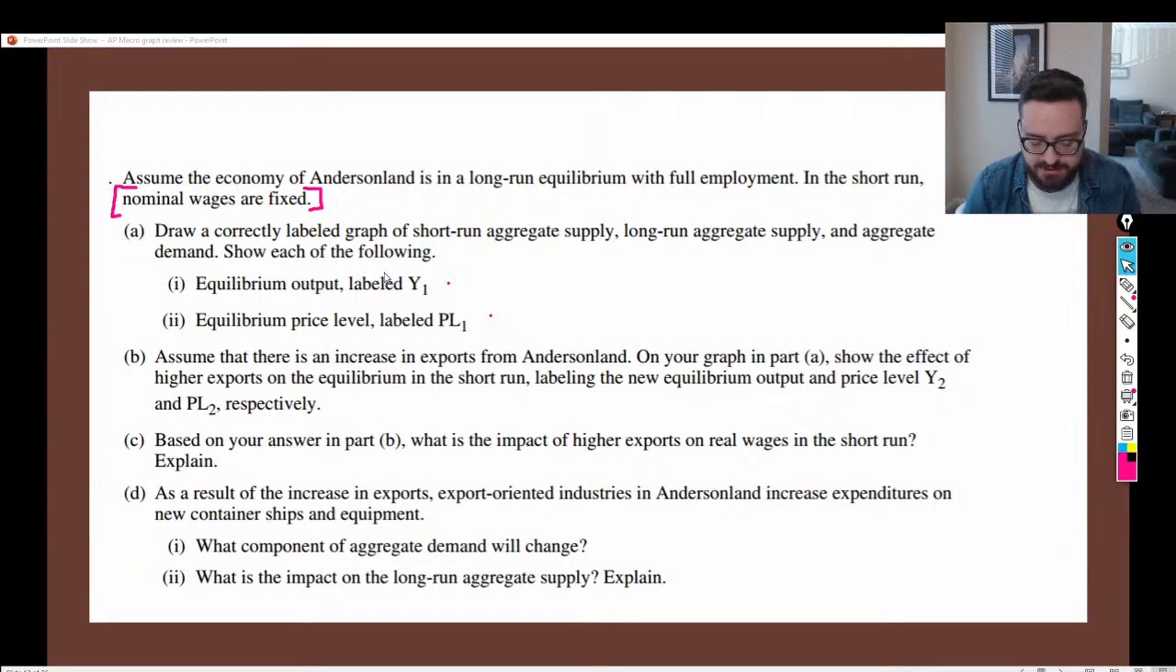C, this is a good question. Students do mess this up quite a bit. What is the impact of higher exports on real wages in the short run? Ooh. Question mark. Now this is a question that is scary to read. When I ask out loud my students this, they tend to figure it out because the way I phrase it tends to help, which is they're getting paid the same. Their nominal wages are fixed.